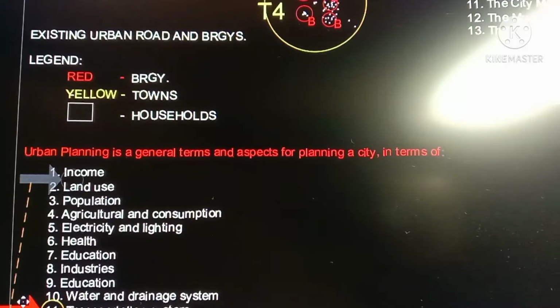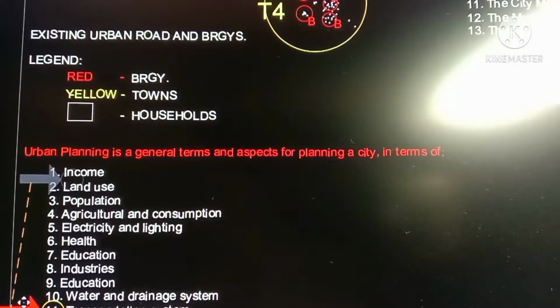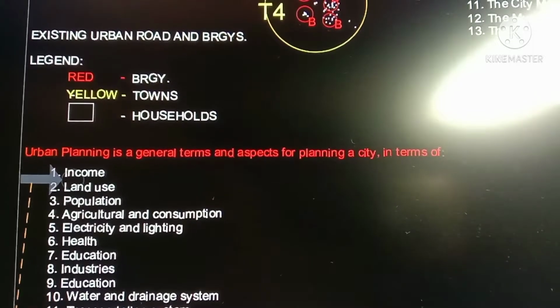So with this, what is a proper transportation system? It's either air transportation, sea transportation, or land transportation. There will be three types of transportation: air, water, and land. So if you have a complete set of these, then you become a city. And another one is building and housing.